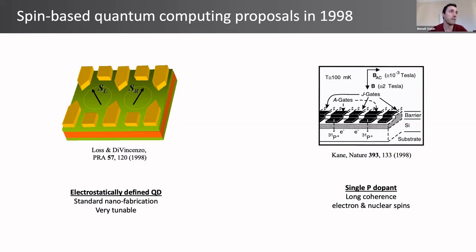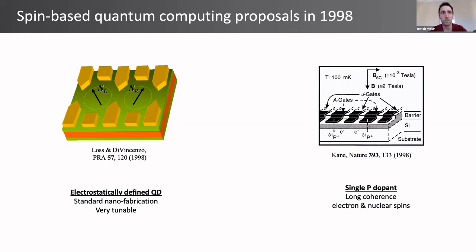The advantages of such a platform to use electrostatically defined quantum dots is that it uses very standard nanofabrication, which comes from the CMOS industry, so it's quite straightforward to do batch fabrication of these devices, and also very tunable in terms of their properties, in terms of confinement potential and the interaction between the quantum dots. So that's a key advantage there.